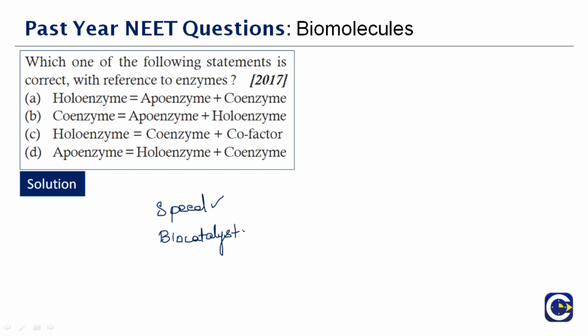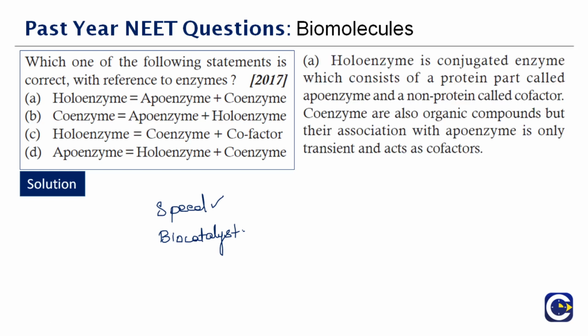Now coming back to the question here, I just gave you an introduction of what an enzyme is, because you should know, right? Now, which statement is correct here? Look at the first statement here. Holoenzyme is equal to apoenzyme plus coenzyme. Coenzyme is equal to apoenzyme. See, option B is wrong. Coenzyme cannot be a composition of apo and holo. Holo cannot be a composition of coenzyme and cofactor. Wrong. D is again wrong. Therefore, the correct answer is option A.